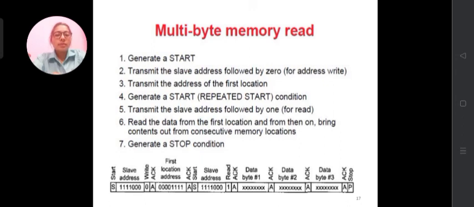From the given figure, first is the start bit, then slave address, write bit, acknowledgement bit, first location address, then acknowledgement bit, start, that is repeated start, slave address, then read bit, acknowledgement bit, data byte 1, acknowledgement bit, data byte 2, acknowledgement bit, and data byte 3, acknowledgement bit, and last one is the stop bit.